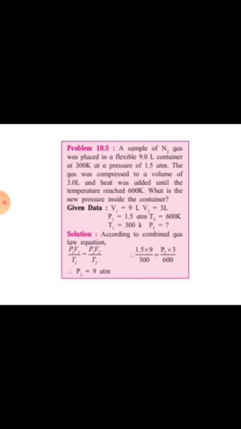According to the combined gas equation, P1 V1 upon T1 is equal to P2 V2 upon T2. By substituting the values in this equation, you will get the value of P2, that is 9 atmosphere.